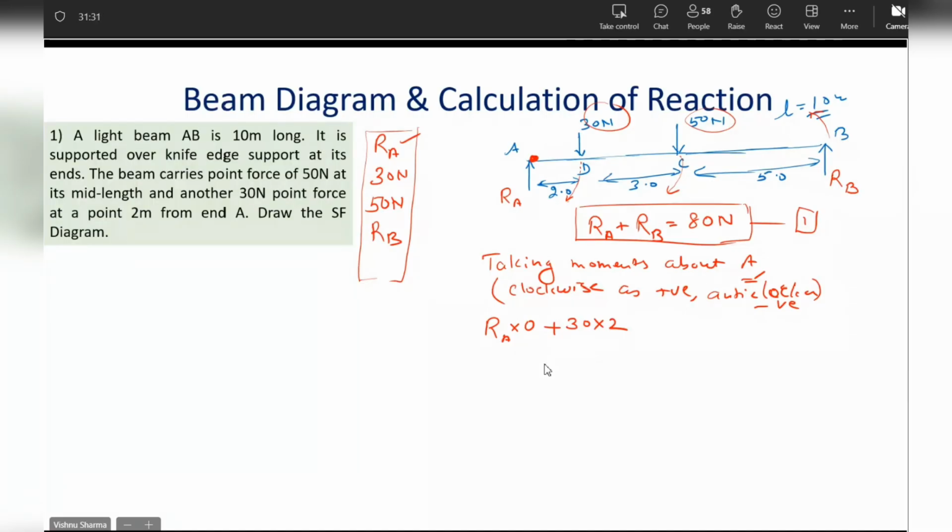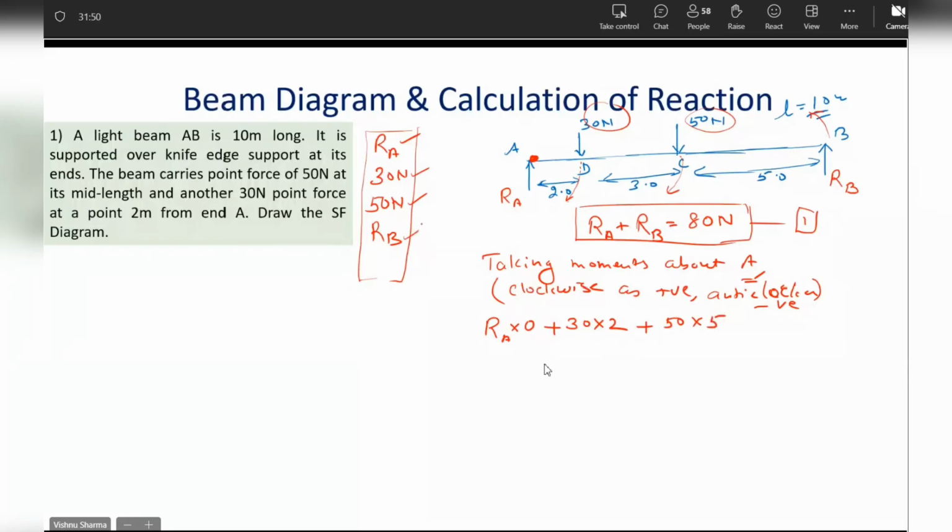Then the third force is 50 newtons. I'm taking each force. Now I see in the diagram, it's again clockwise, so sign is plus. 50 is the force. And what is its distance from the point of reference? It's 5 meters.